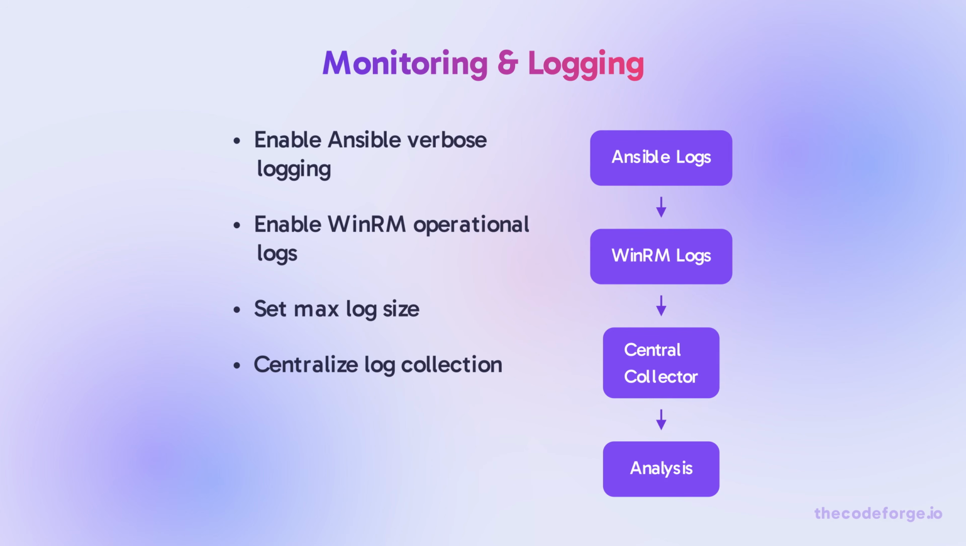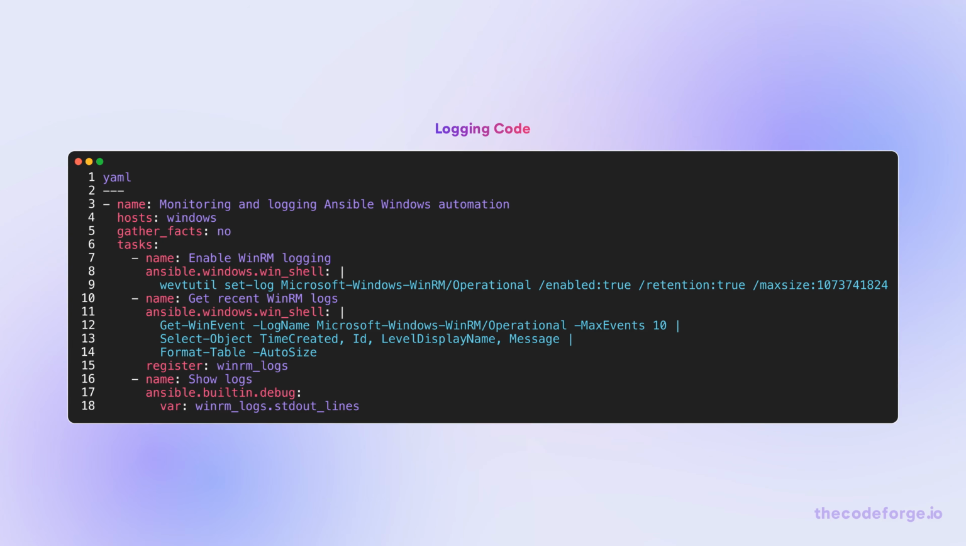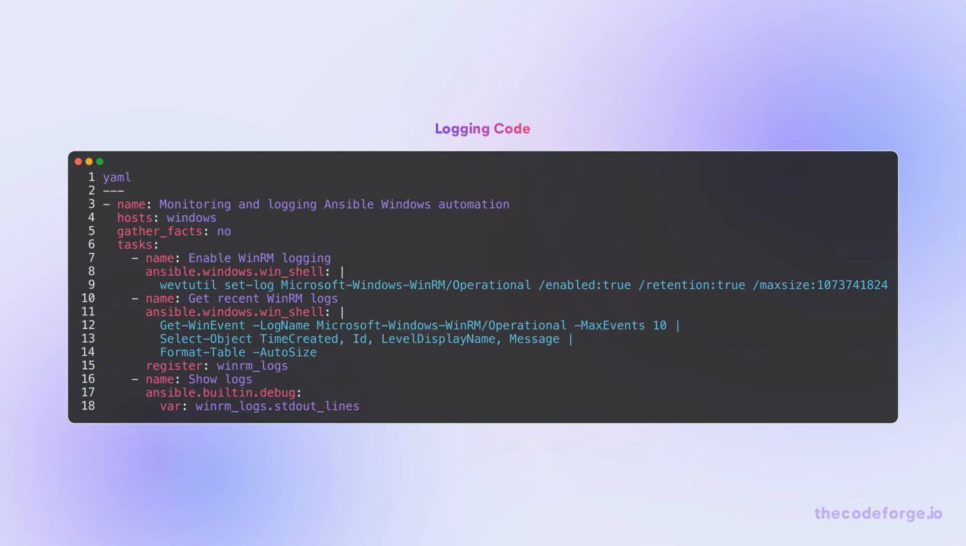Enable detailed logging with -vvvv and ansible log_path. On Windows, enable WinRM operational logs and set a max size. Centralize logs for troubleshooting. This playbook enables WinRM logging and retrieves the most recent log entries.